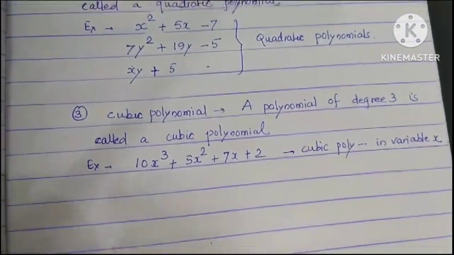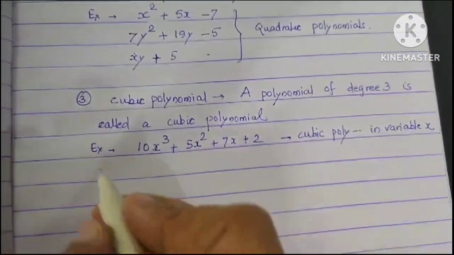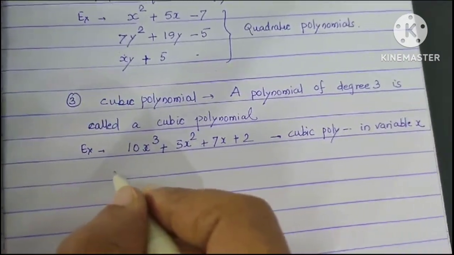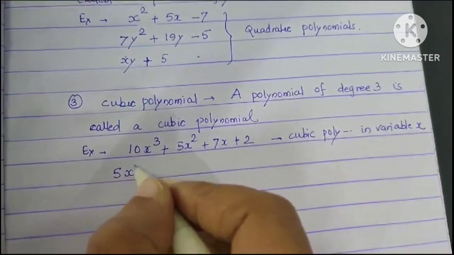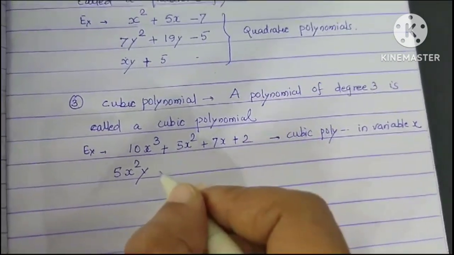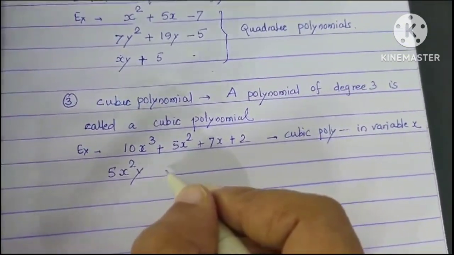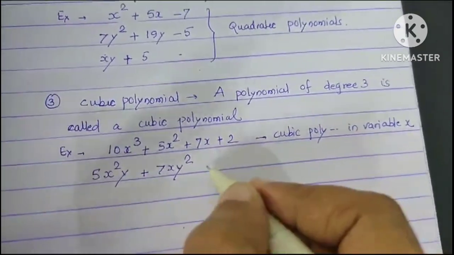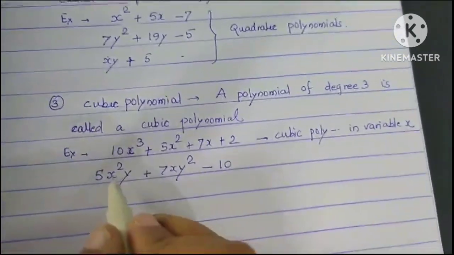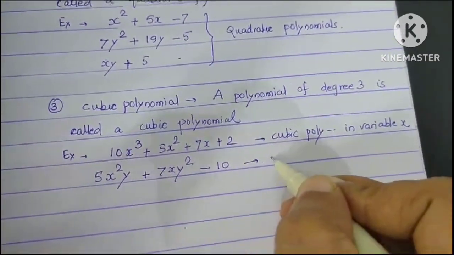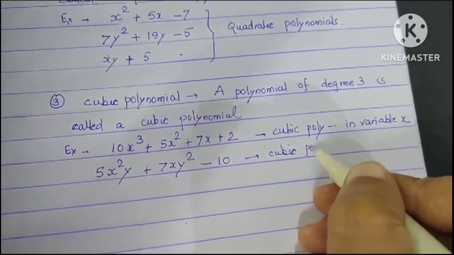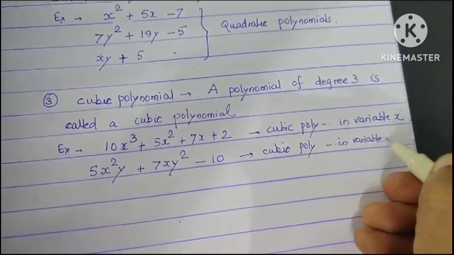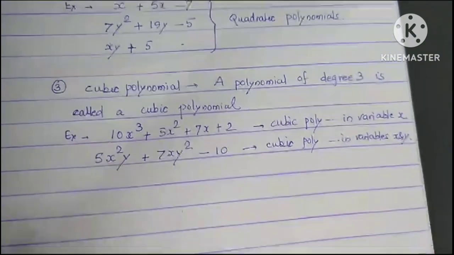Let us write a cubic polynomial in both x and y. Like you can write 5x square y, 2 plus 1 is 3, plus 7xy square, minus 10. Here 2 plus 1 is 3, here 2 plus 1 is 3. So this will also be a cubic polynomial in variables x and y.